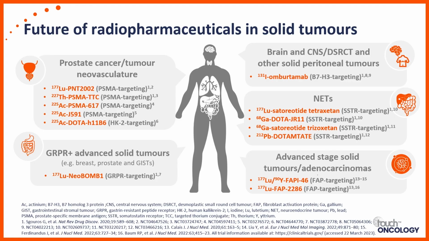There are also agents in development for many new targets for solid tumors. This includes gastrin-releasing peptide receptor for GIST, breast cancer, and prostate cancer, the fibroblast activation protein, which is expressed in the tumor stroma of many solid tumors, HK2 for prostate cancer and some other solid tumors, and many, many other targets on the horizon.